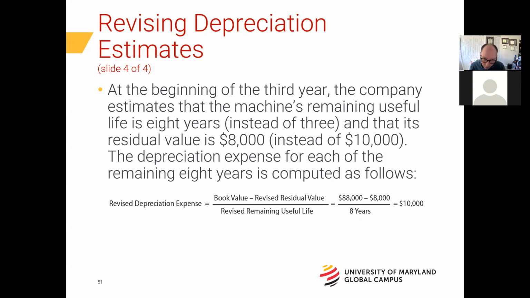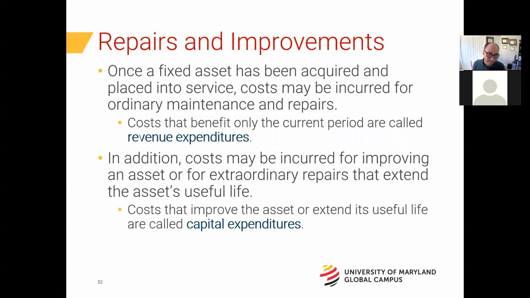So book value minus revised residual value divided by revised remaining useful life gets us to a revised depreciation expense of $10,000. The overall point is there are certain things that will happen to assets throughout those years that will either extend useful life or decrease it. And so with those types of revisions, we need to revise our depreciation, of course.